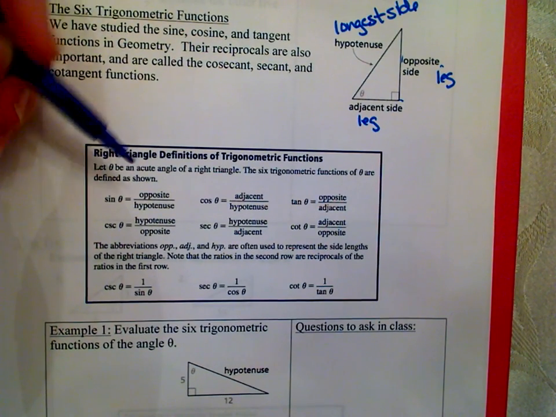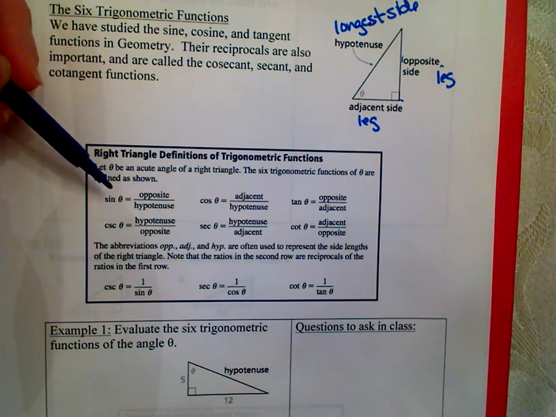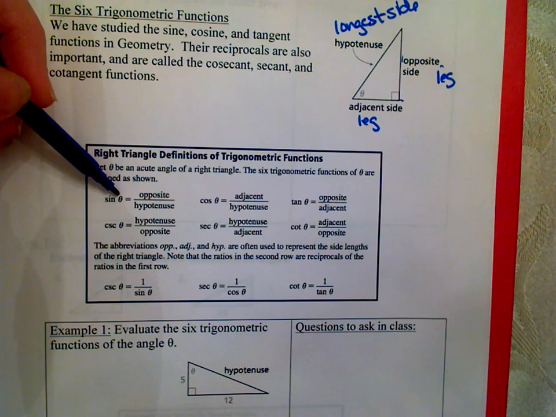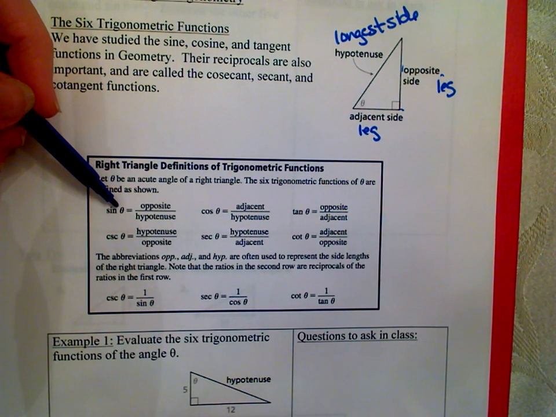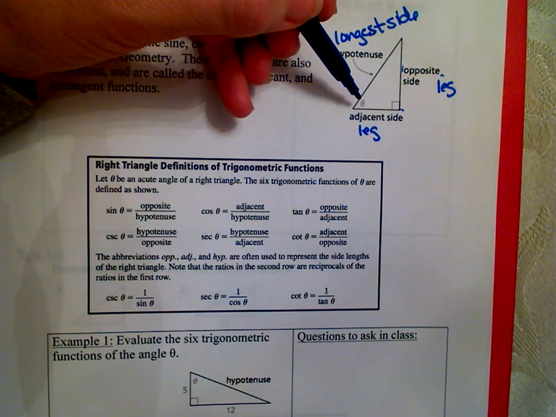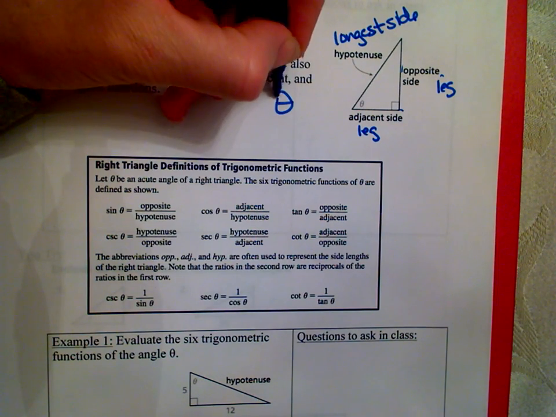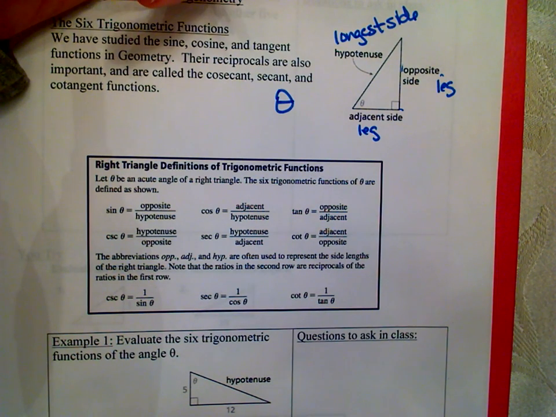Now, the trig ratios, or the trig functions, are made up of a ratio of 2 sides. And the sides are always in reference to a particular angle. A lot of times in geometry and in trigonometry, we will use Greek letters to represent some of our angles. This Greek letter, which looks like an O with a line through it, is actually the Greek letter theta. And a lot of times in trigonometry, we'll use the Greek letter theta to represent an angle.